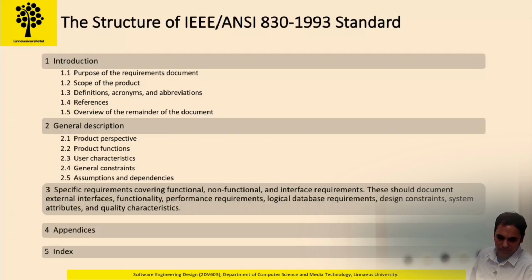But the most important part of this structure or standard is section 3, where you mention in detail all the functional and non-functional requirements. In sections 4 and 5, you basically put your appendices and indexes. That is optional and may be helpful for the readers.